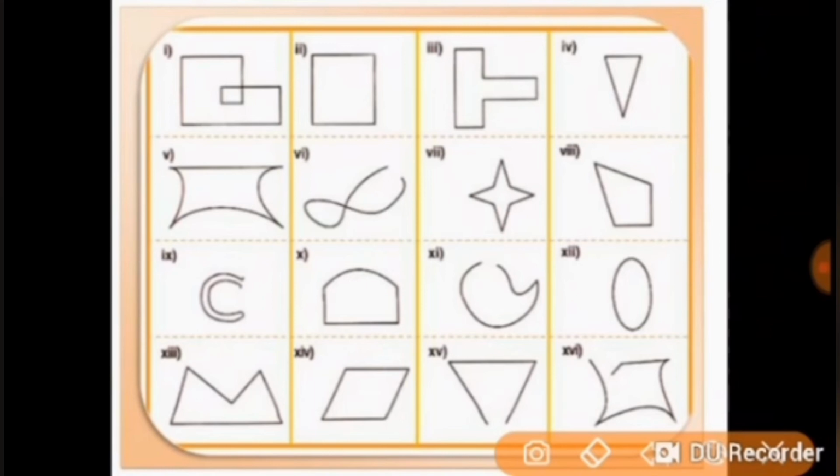So look at the first picture. The first picture is a closed picture. The second one is also a closed figure. Third one is also a closed figure. The fourth figure is itself a closed figure. Figure number 5 is also a closed figure because the start and the end point are the same. But in figure number 6 you can see here it is an open figure. Number 7 is closed. This is also a closed figure. Figure number 9, you can see from this point, this is an open figure.